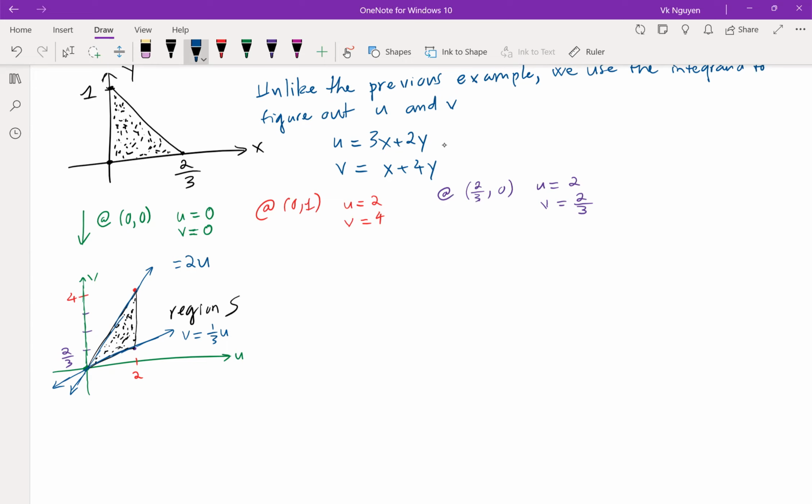So in the region S, is it better to do du dv or dv du? Because we got to do the dA here. dv du, very good, because you got to let v go inside, because we know v is between the two lines, so it's going to be dv du. So v is between the two lines, 1/3 u and 2u, and then u is between the two numbers.